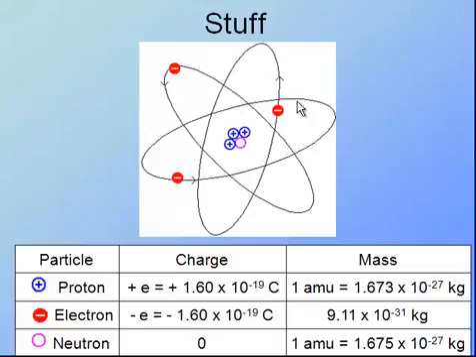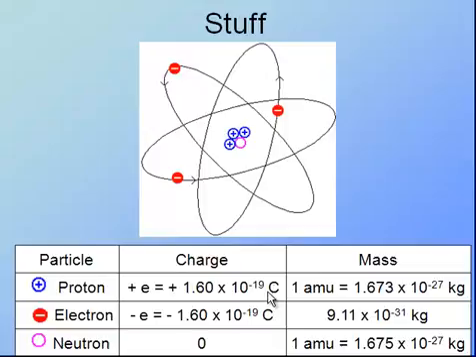And then zipping around the outside, almost in this picture, in this model, like planets around the sun or something, I've got these red dots, the electrons, and they have a negative charge. Three different kinds of particles: positively charged particles, negatively charged particles, and neutral particles. The positive and the negative charges, the protons and electrons, have virtually the same charge, but one's positive, one's negative.